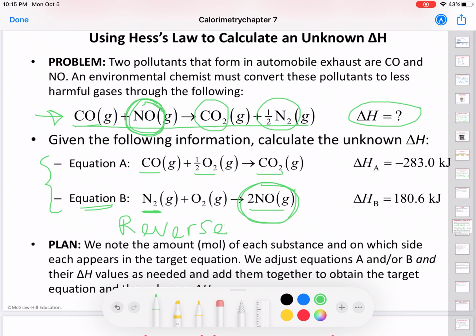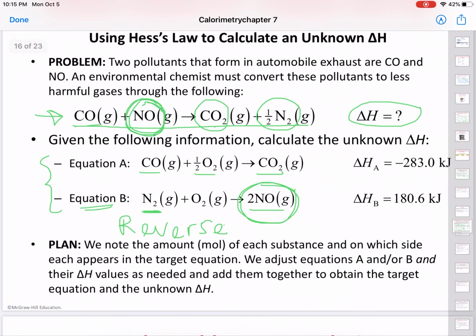Okay. Plan. We know the amount of each substance and on which side each appears in the target equation. We adjust equations A and B and their delta H values as needed and add them together to obtain the target equation and to calculate the delta H. So we're going to reverse equation B. When you do reverse equation B, what's going to happen to the delta H? Delta H is positive 180.6 kilojoules. If you reverse it, delta H would become negative. Okay.